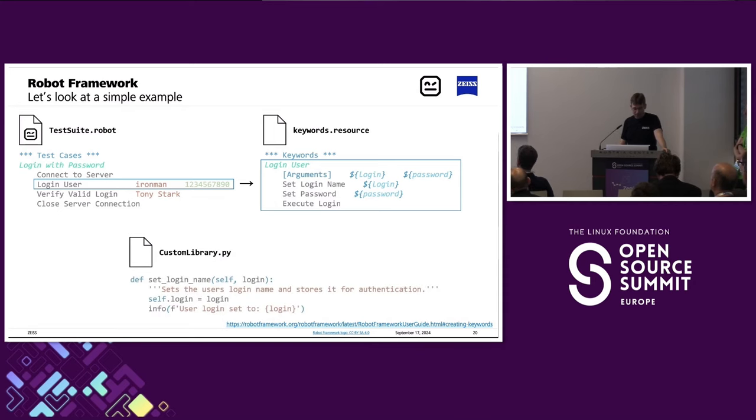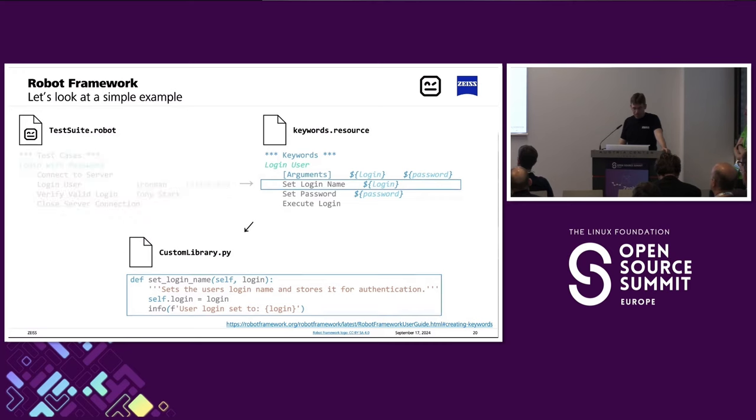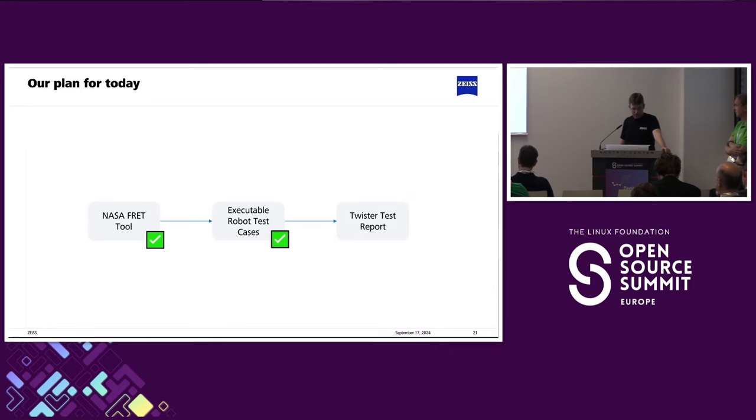So there's a library behind it. If we pick out the set login name keyword here, which is used in the login user keyword, we see the implementation. So there's a mapping that is defined in the robot from keyword name to function name in Python, just all lowercase and underscores between the words. And here we see we have executable Python code that we can run. So that's a quick look into robot.